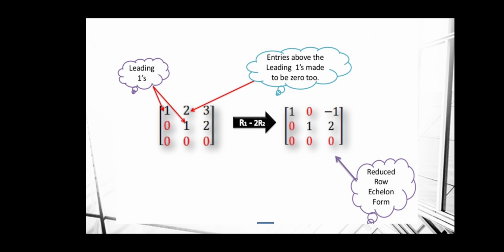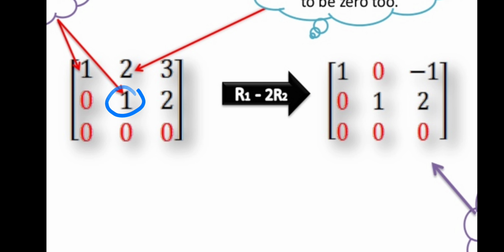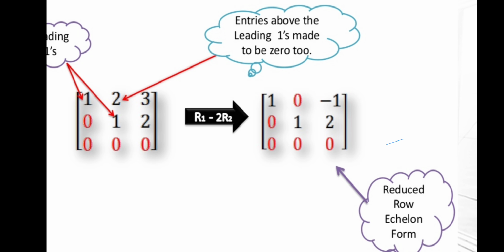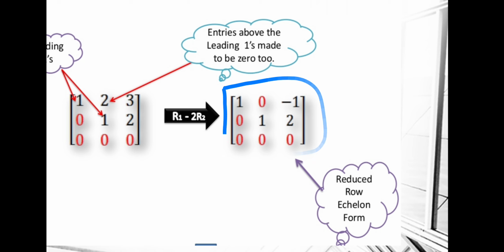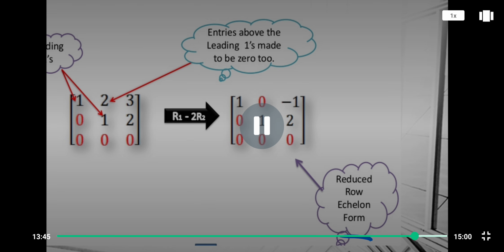Now, for reducing it further, firstly, you have to make the 0 above the leading entry in that particular column. As you already know, 1 is the leading entry. We should make the 2 above that leading entry 0. We made it 1 0 -1 and 0 1 2. We applied this operation R1 minus twice R2. Okay, this is the finally reduced matrix and it is called the reduced row echelon form, in which the entries above and below the leading entry in that column are 0.